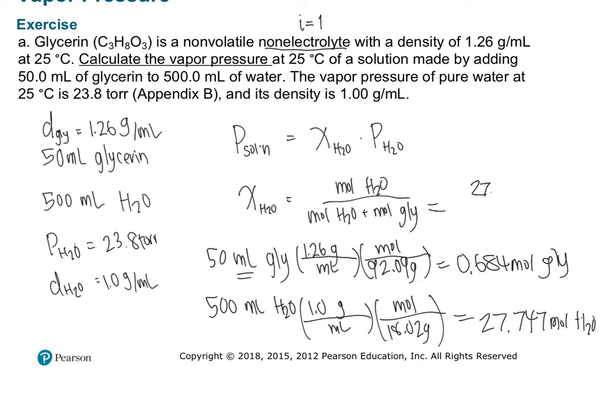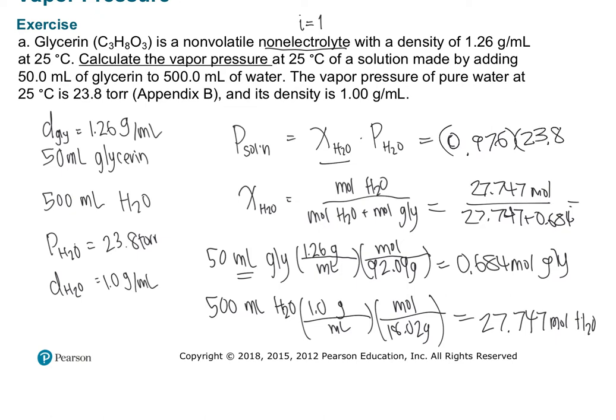I put the 27.747 moles of water divided by 27.747 plus 0.684. When I calculate that, my mole fraction, which I'm going to just plug in up here, is 0.976. Then I'm going to take that and multiply it by my pure vapor pressure of water, 23.8 torr.